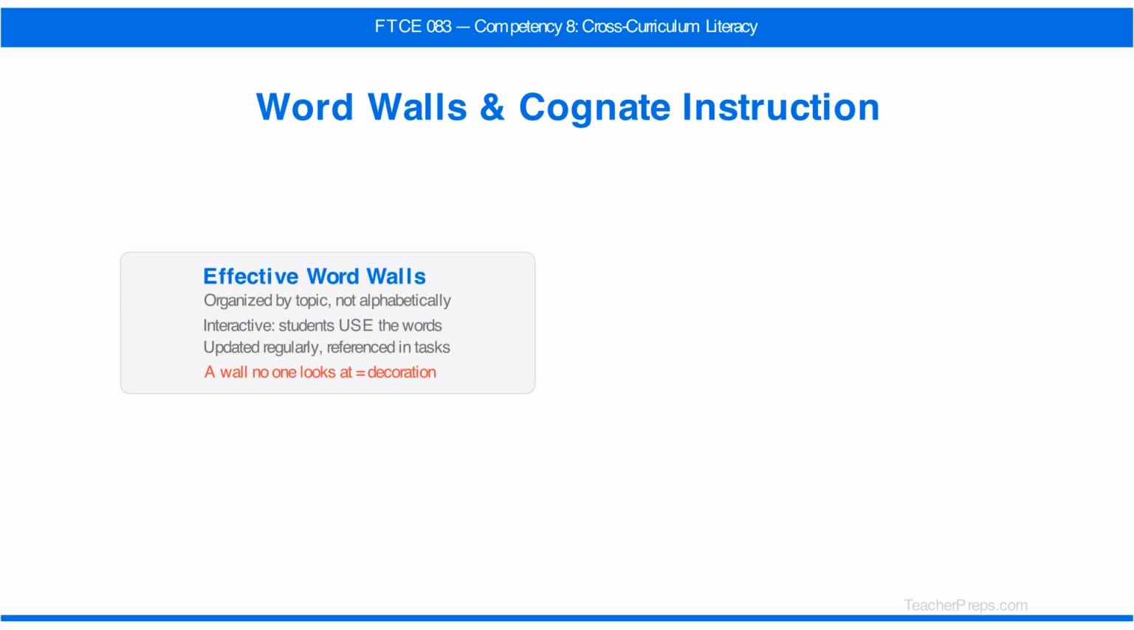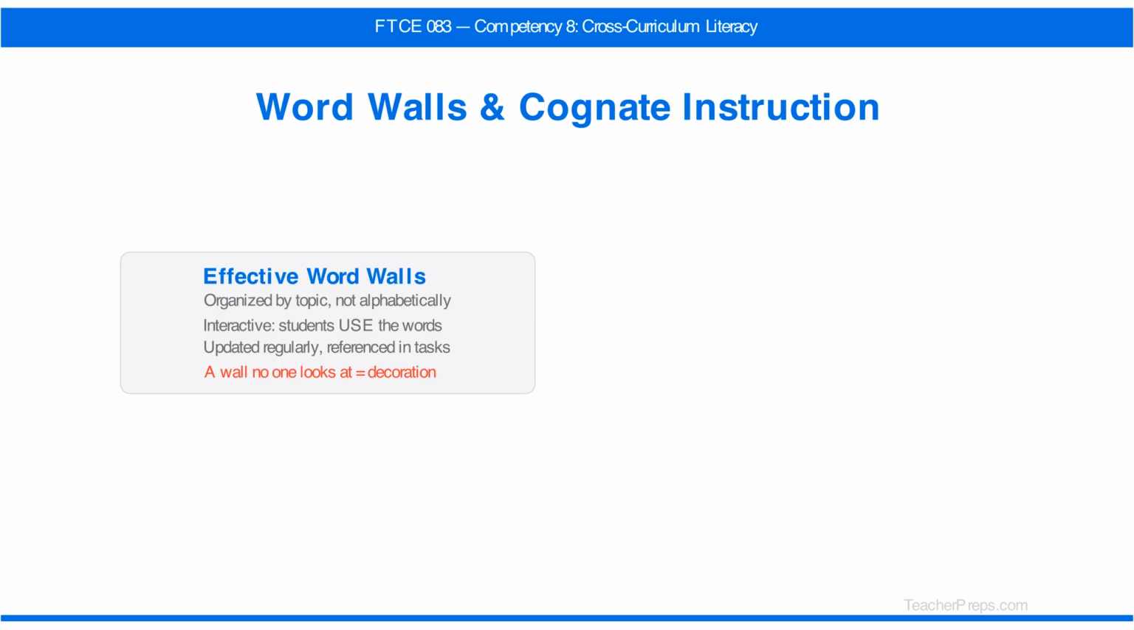Word walls are visual displays of important vocabulary posted in the classroom for ongoing reference. Effective word walls are organized by category or topic, not just alphabetically. They are interactive, meaning students actively use the words in their writing and speaking. A science word wall during a unit on ecosystems might group terms under headings like producers, consumers, and decomposers. Students are expected to reference the word wall during discussions and writing tasks.